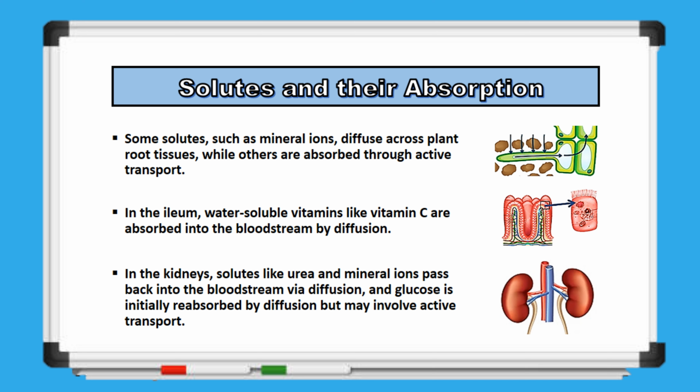In the kidneys, solutes like urea and mineral ions are reabsorbed through diffusion, while glucose, after being initially reabsorbed by diffusion, may also require active transport to ensure complete reabsorption. These diagrams reinforce the idea that solute absorption mechanisms vary depending on the substance and tissue, highlighting the importance of both diffusion and active transport in maintaining proper physiological functions.